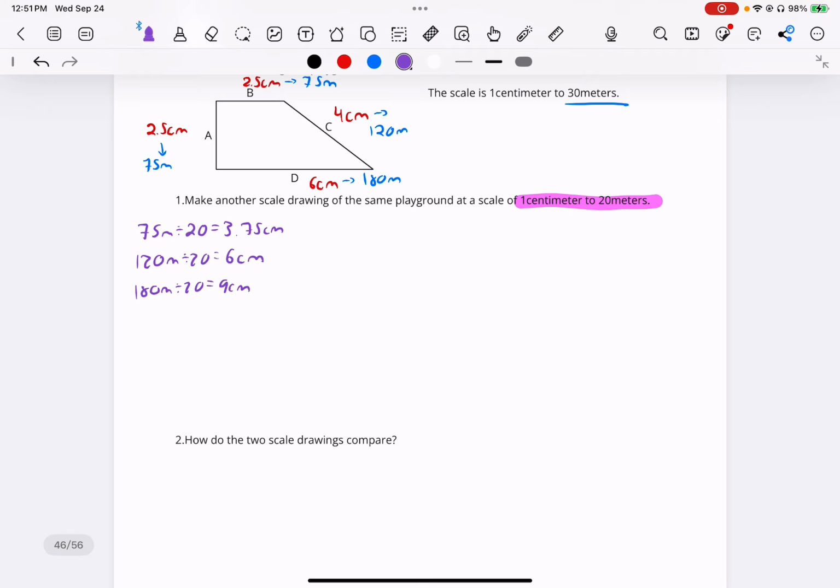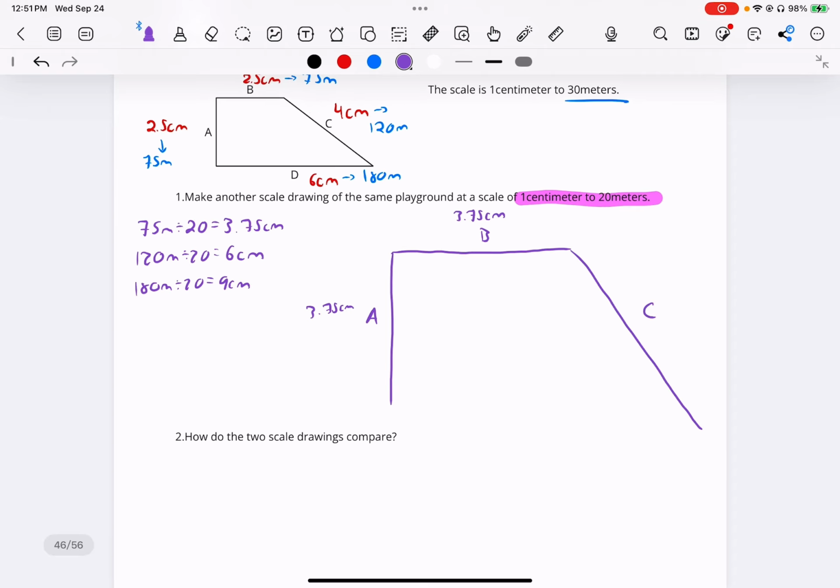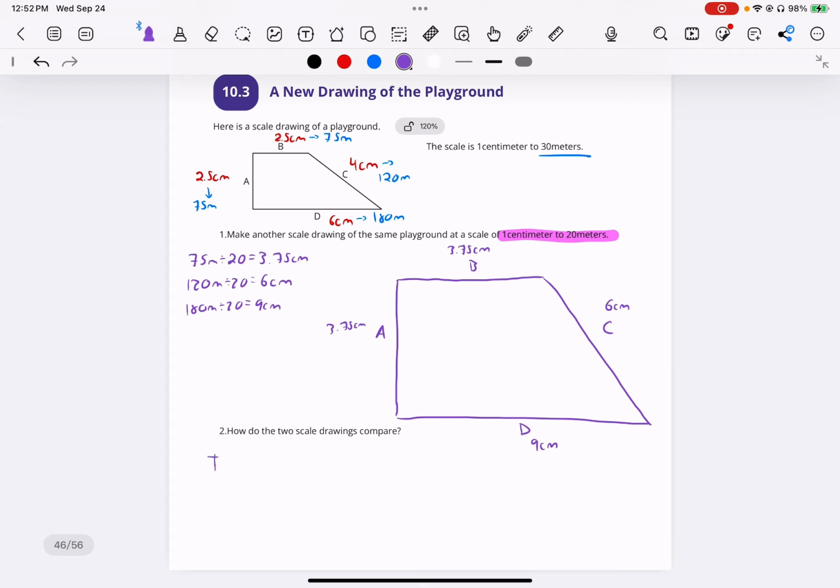So my new scale drawing, side A would have to be a little bit longer, because now it's 3.75 centimeters. Same with side B, 3.75 centimeters. Side C would now be 6 centimeters. And side D would be 9 centimeters. And if we want to know how the two scale drawings compare, the second scale drawing is larger.